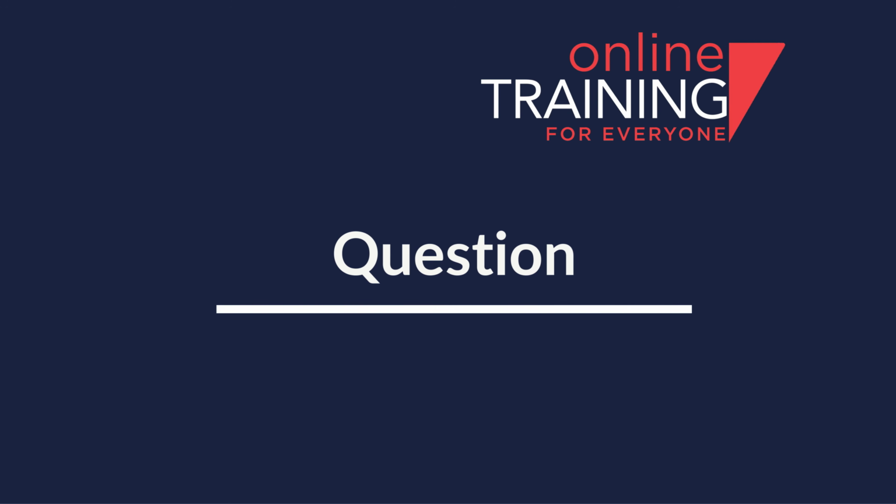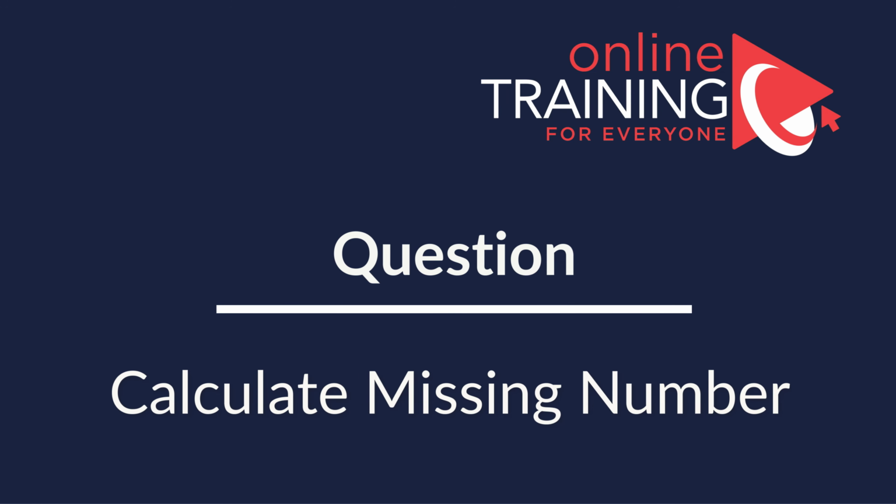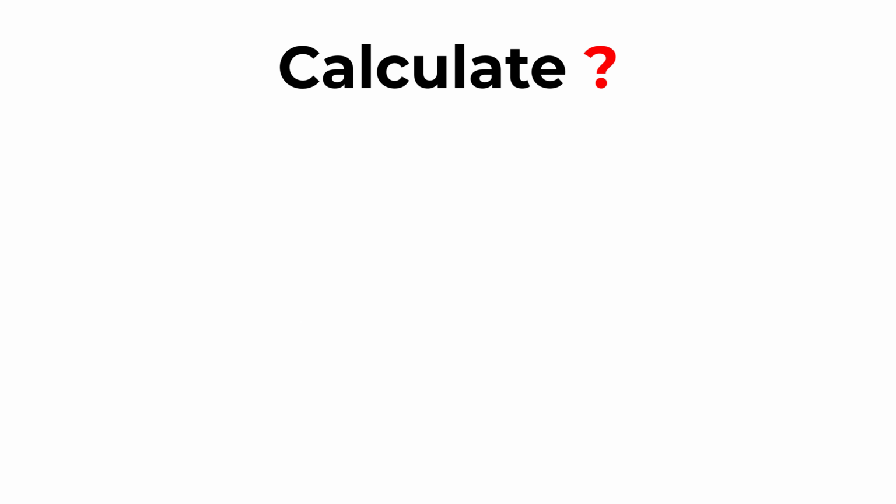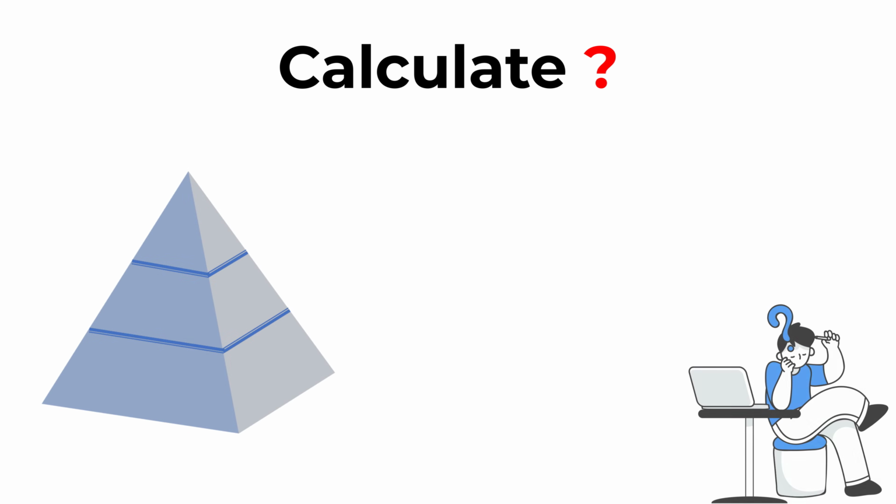Here's a cool question you frequently see on the test. You need to calculate the question mark. And you're presented with the 3-layer pyramid. On the bottom layer, you have numbers 8 and 2. On the middle layer, you have numbers 4 and 6.